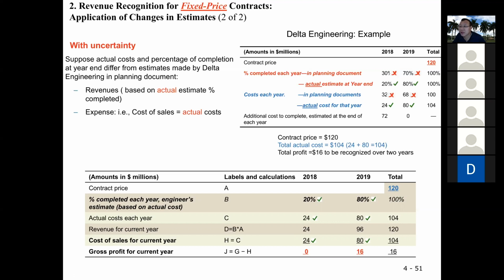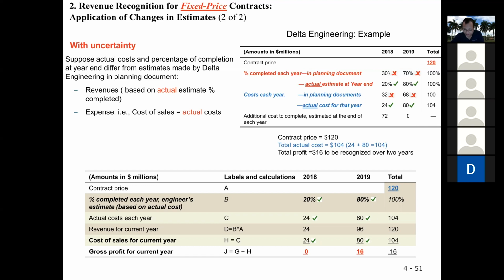That's a good question. So the gross profit equals revenue minus cost of sales, right? So the point I'm making, H equals C, is that the cost of sales is equal to the actual cost in the year. I just presented it in a way that's better for you to see the difference. But you make a good point. I need to highlight this. This is very important: the cost of sales on the income statement equals the actual cost. Okay, thank you.